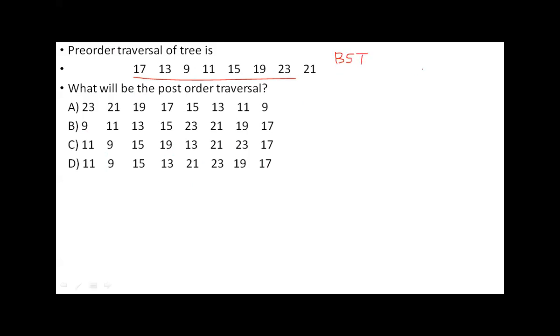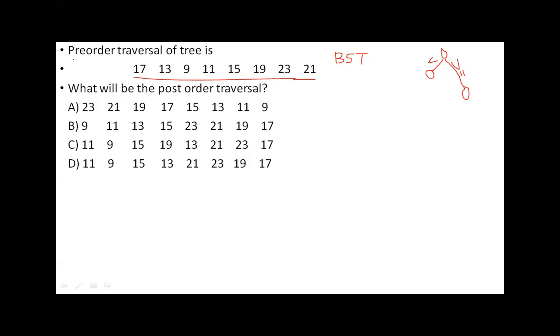What is the property of a binary search tree? All the elements to the left of the root are less than the root, and all the elements to the right are greater than or equal to the root element. This is the property of a binary search tree. So if you traverse using pre-order traversal, this is the node pattern. Using that, you can get this tree. Once you get the tree, then you can find its post-order traversal.